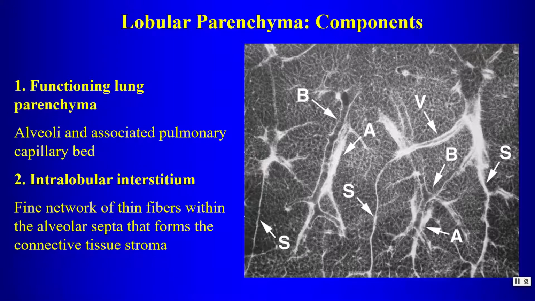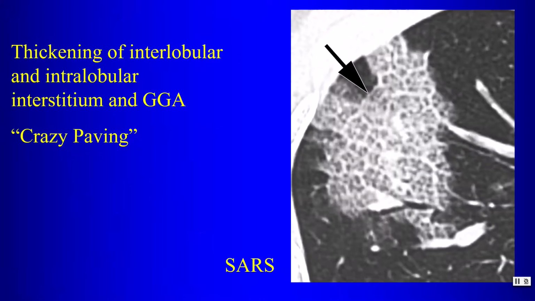Now this micrograph shows us the components of the lobular parenchyma. We have the functioning lung parenchyma of the alveoli and the associated pulmonary capillary bed, and all this stuff here represents the alveoli. And you can see the bronchi here, and we can see the artery here. In the intralobular interstitium, there's this fine reticular network that you can see within the secondary pulmonary lobule. Some of that is composed of connective tissue that is in the intralobular interstitium.